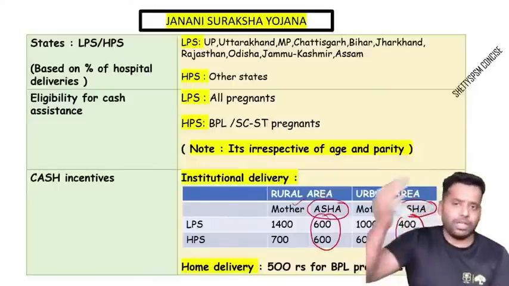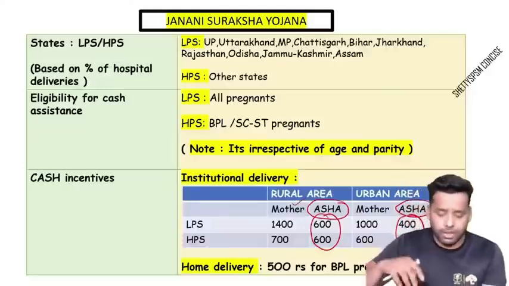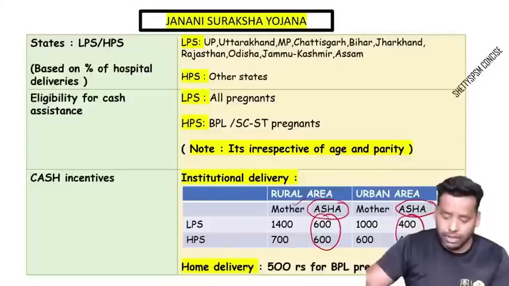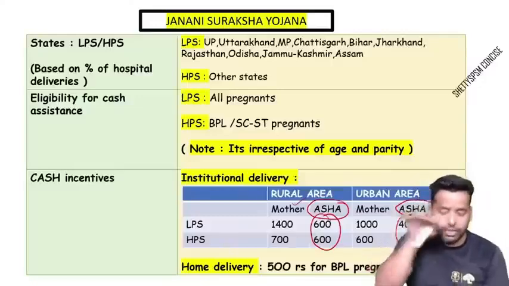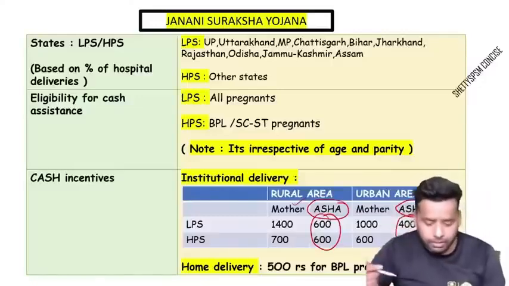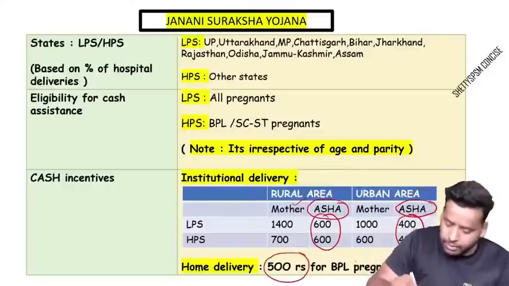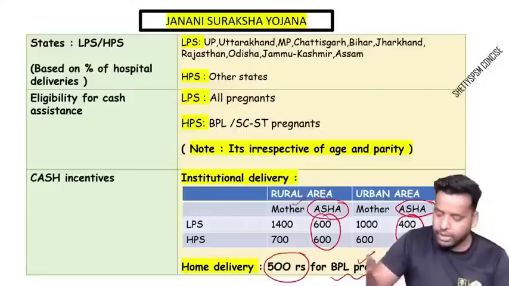The examiner is not going to that level. Don't outsmart yourself or think that the examiner is going to that level. Not possible. They won't think like this. Remember this, that frequency should match. That thinking level should match. Then only you will get the correct answer. 500 rupees for a BPL pregnant woman if it is home delivery.